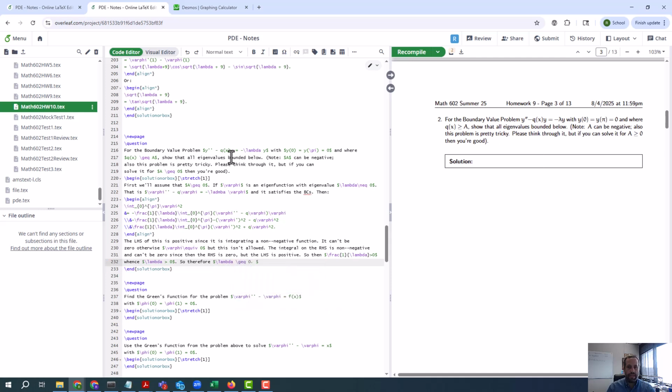the logic here is, let's assume that lambda is not equal to 0. If lambda is not equal to 0, it means lambda is positive. Therefore, lambda can't be negative. Therefore, lambda is greater than or equal to 0. Now this uses the fact the left-hand side is positive. The integral on the right-hand side is not negative.